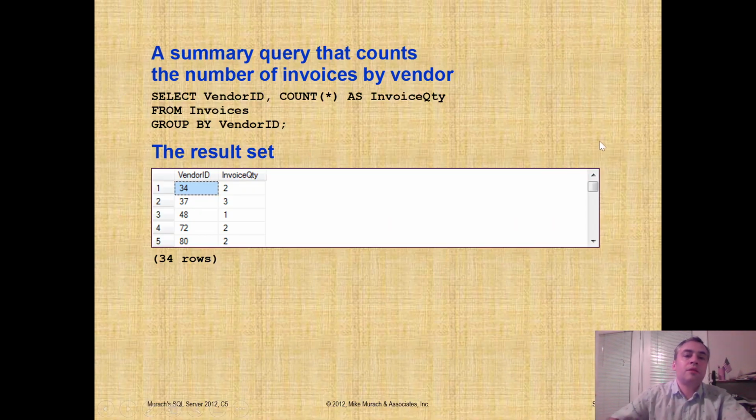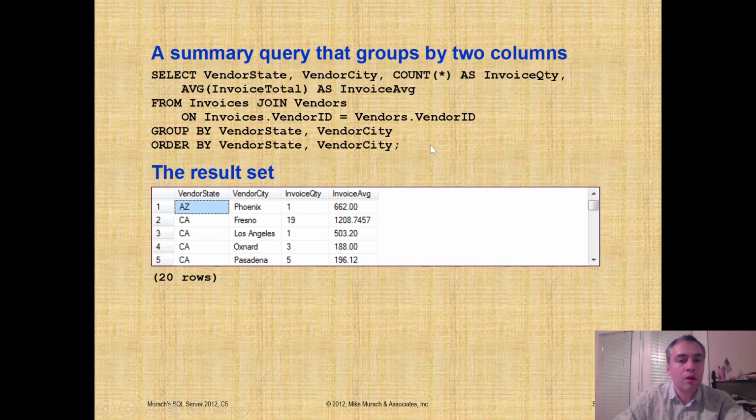This is another example, a summary query that counts the number of invoices by vendor. So just count them. We could do that actually in the previous query and add it to the existing query. There is no filtering here, just group by. So vendor ID 34 has 2 invoices, vendor ID 37 has 3 invoices, and 48 has 1 invoice. Let's consider the next example.